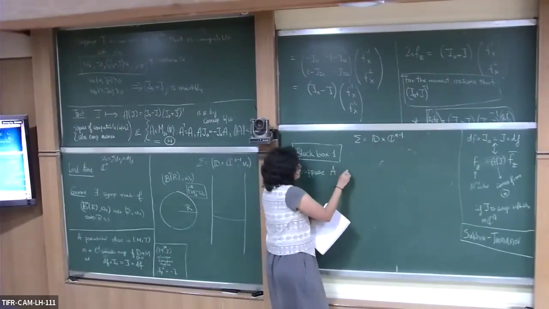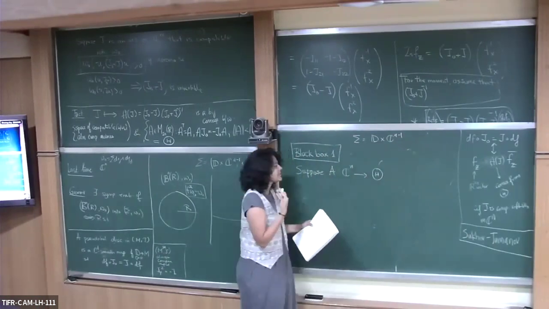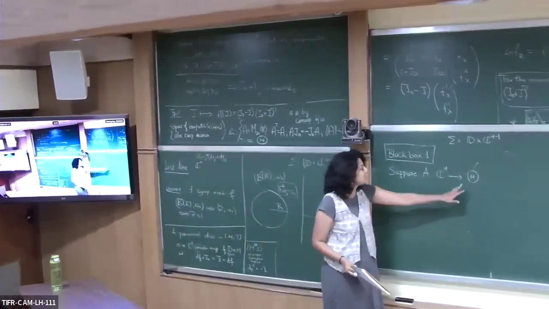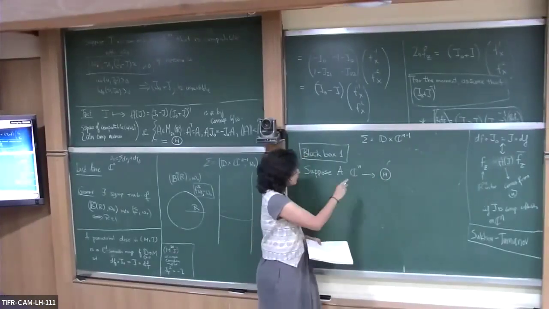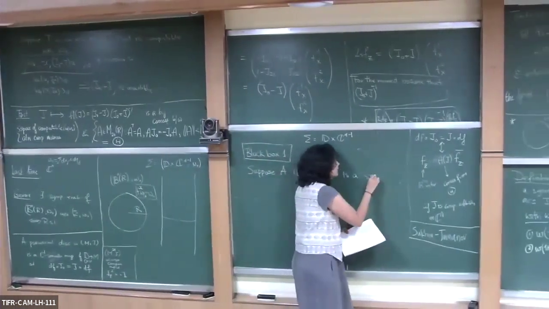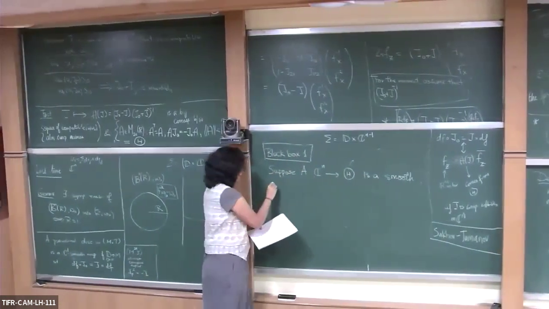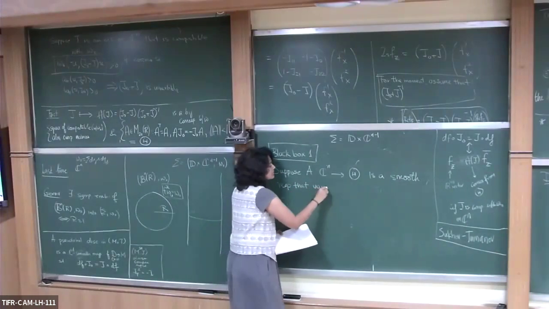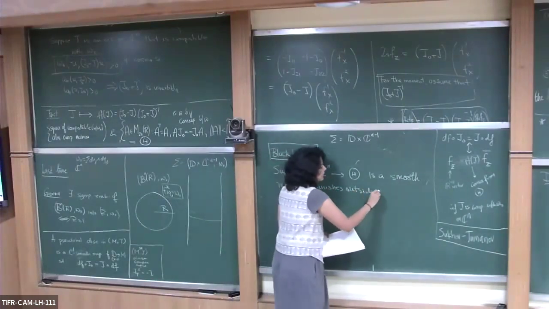So suppose A goes from Cn to this space of acceptable matrices. These matrices are going to capture the compatible complex matrices with respect to omega. So suppose this is a smooth map that vanishes outside a compact set.